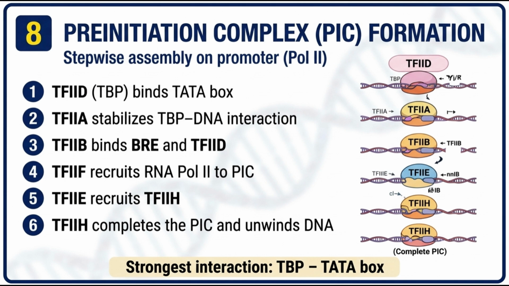Pre-initiation complex formation. Assembly of the pre-initiation complex occurs in a highly ordered manner. First, TFIID binds the promoter. Next, TFIIA stabilizes this interaction. TFIIB then binds the BRE element. TFIIF brings RNA polymerase II to the promoter. TFIIE subsequently recruits TFIIH. The fully assembled complex is called the pre-initiation complex, or PIC. This complex positions RNA polymerase II accurately at the transcription start site and prepares it for initiation.